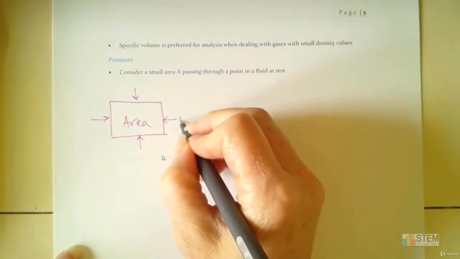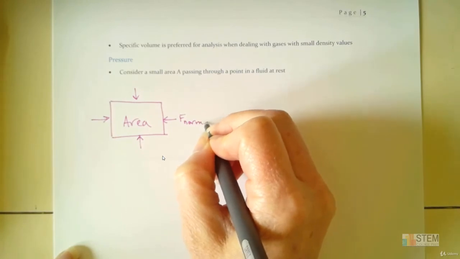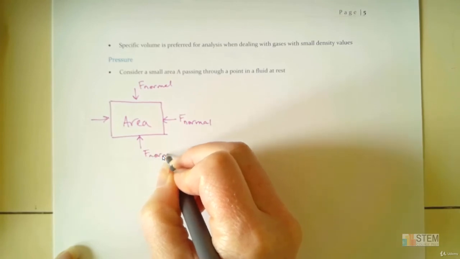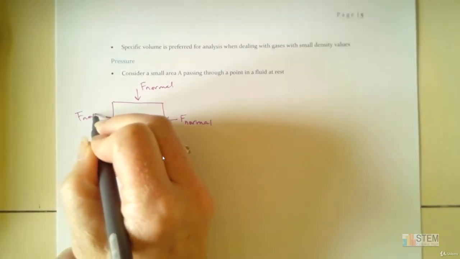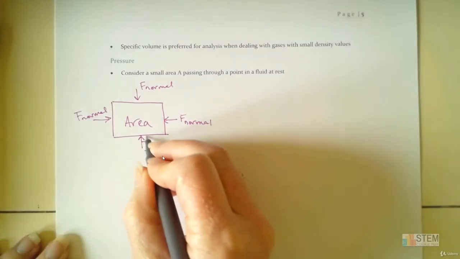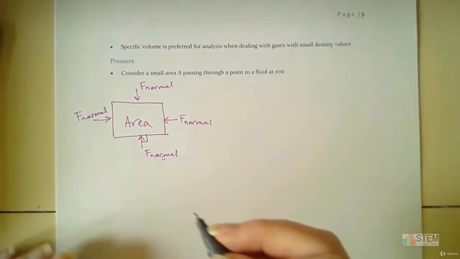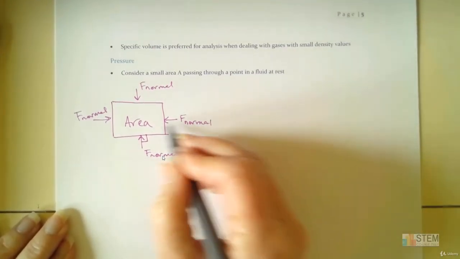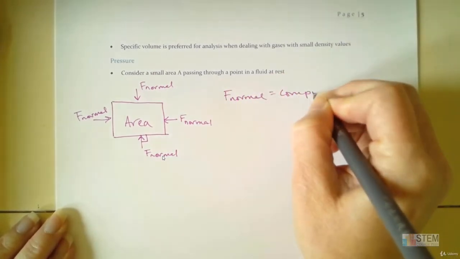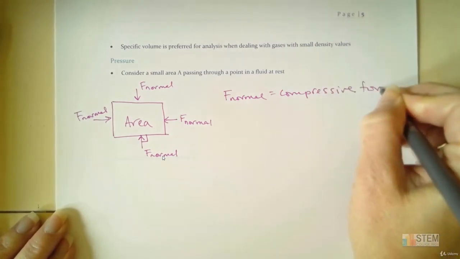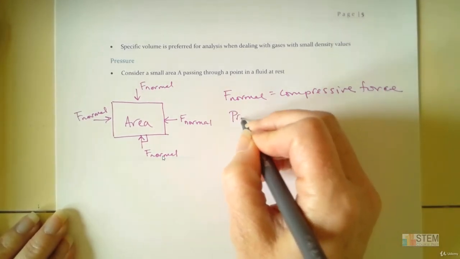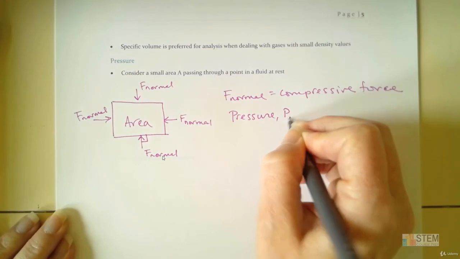Now if we call these forces F normal, they're all going to be the same at this point. So they'll look like that. Now remember, normal just means perpendicular, so 90 degrees. Now since it's pushing in, this F normal is going to be a compressive force. And now the technical definition for pressure, which our symbol for this is going to be P.